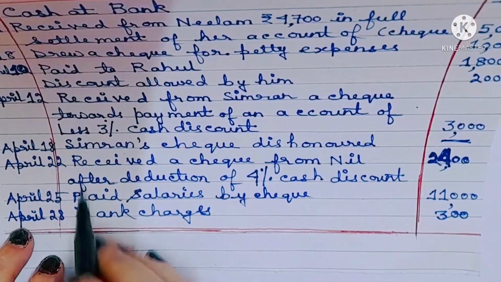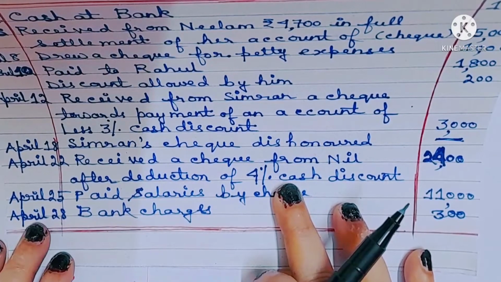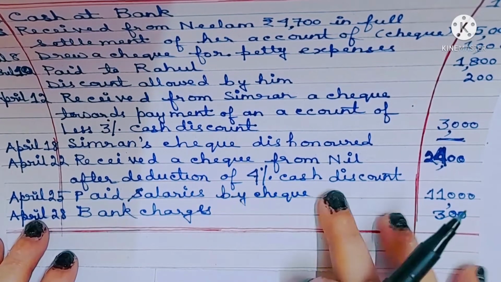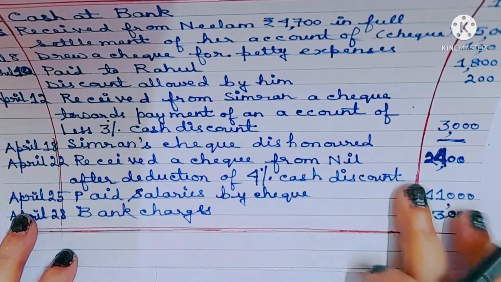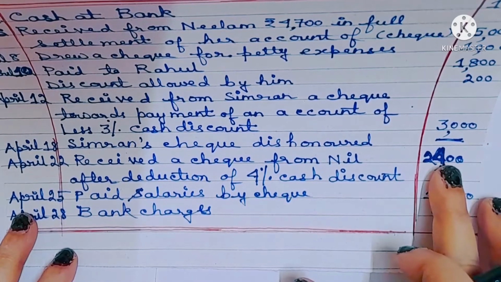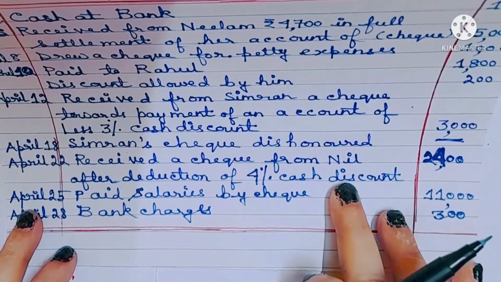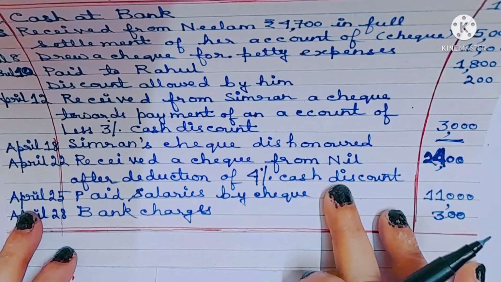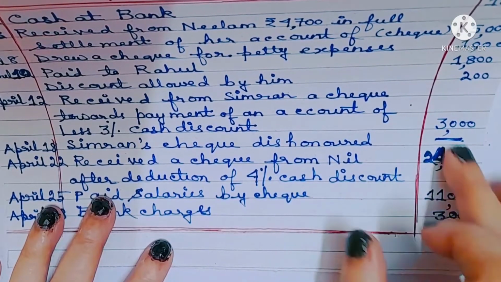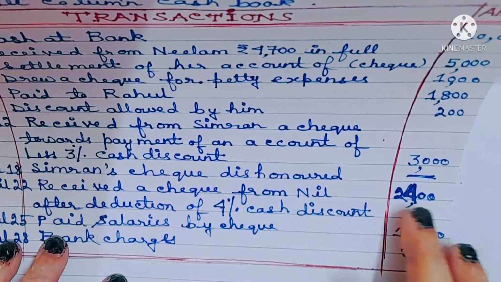So now let's see the next transaction. The next transaction is on 22nd April received a check from Neil. How much? 2,400 after deduction of 4% cash discount. What is the amount of check? We don't know. We are receiving the check 2,400 from Neil after deduction of 4% cash discount. So what is the amount of cash discount? We don't know. And please don't calculate 4% on 2,400 because this is not the total amount received from Neil. This is the amount after cash discount has been deducted.